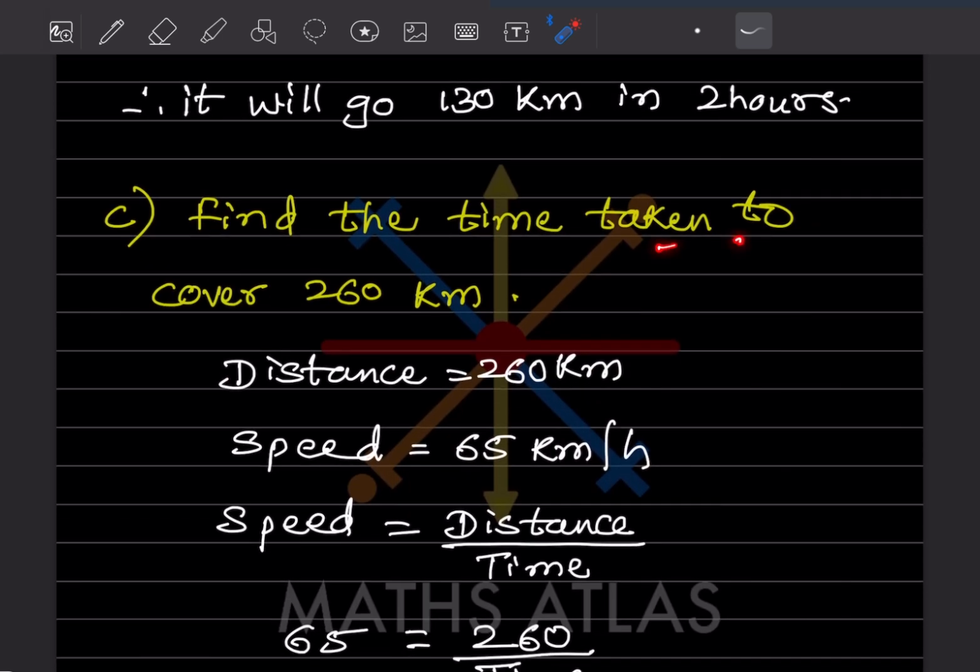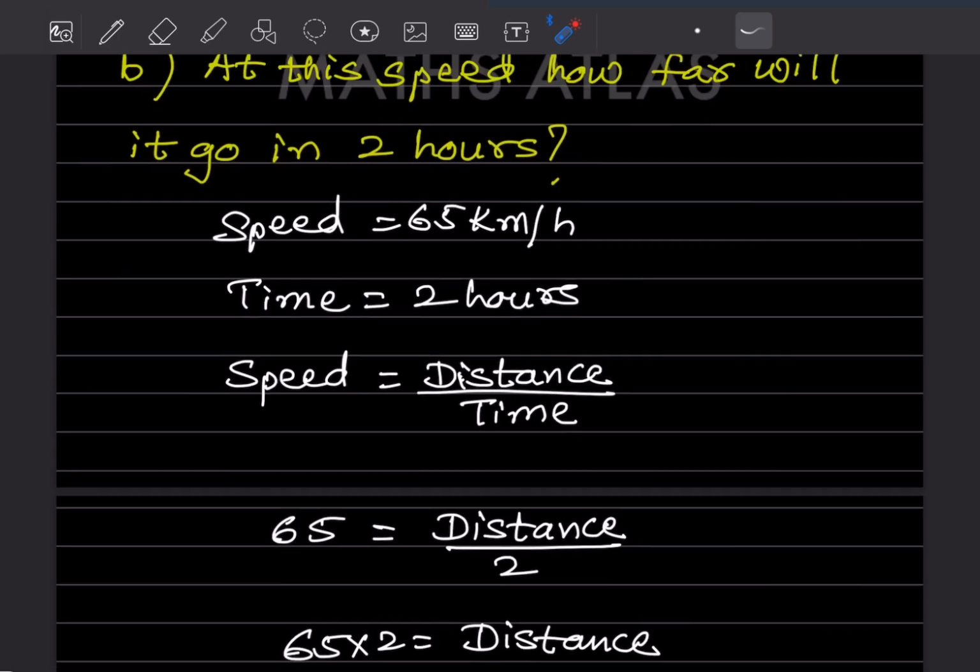Now find the time taken to cover 260 kilometer. So distance 260, the speed is the same as this one.